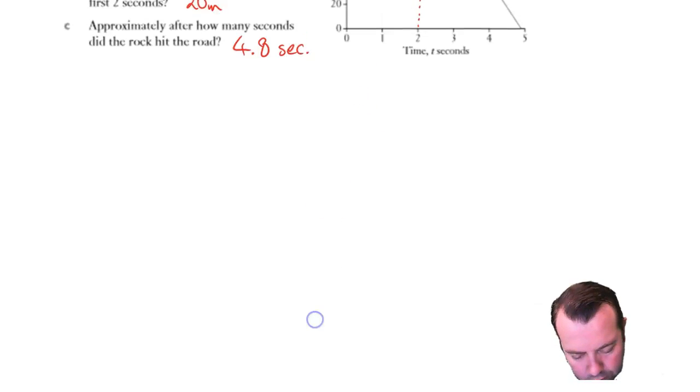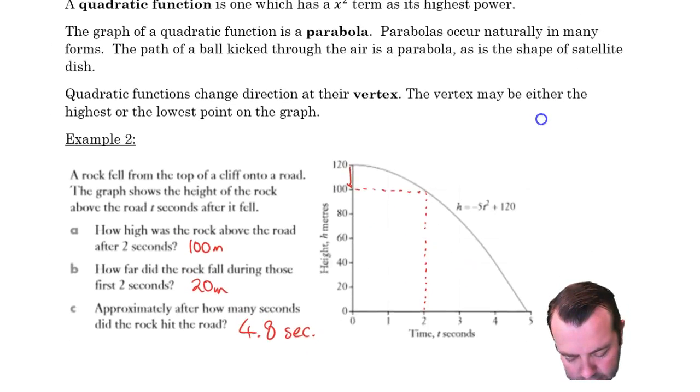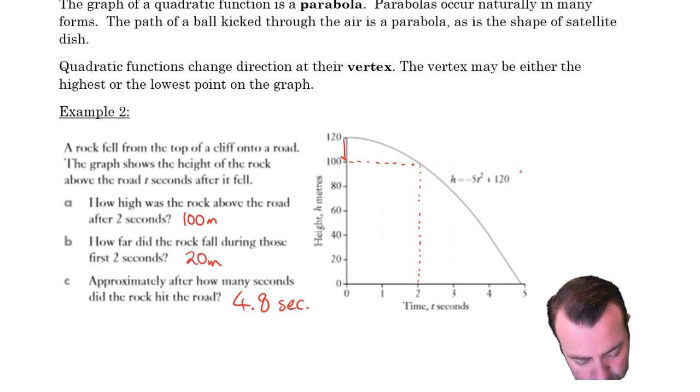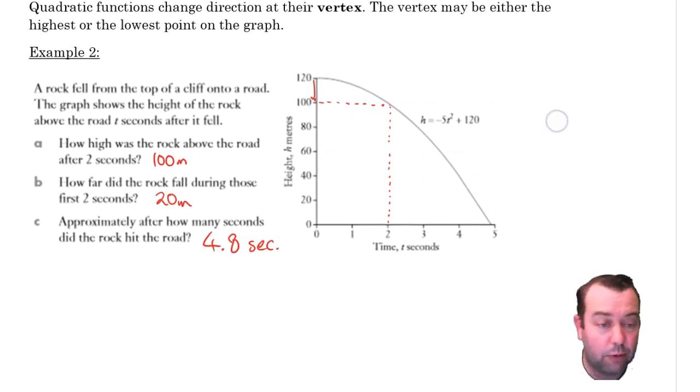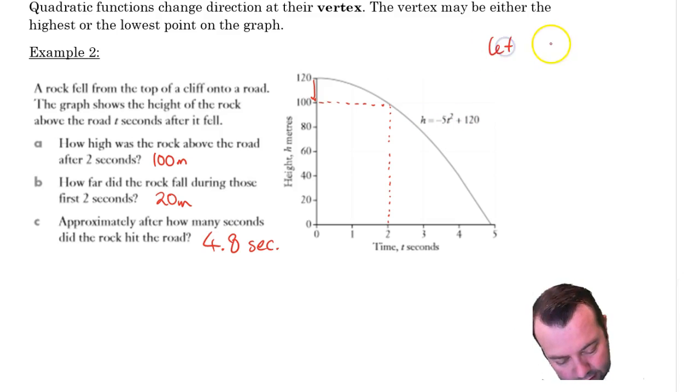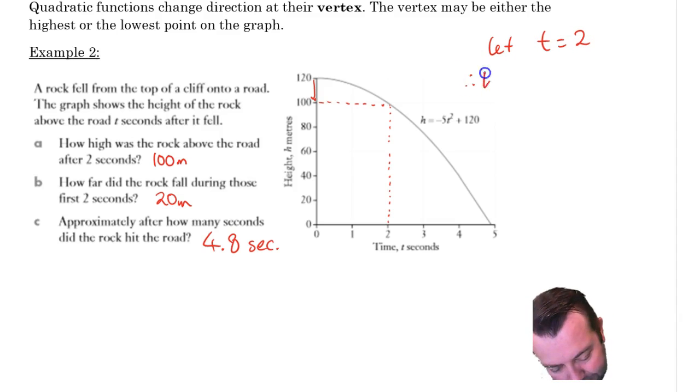Now, it's not impossible that I could have answered some of those questions, or at least the first one, by using the formula here. And just to chew up some of your time, because I know what you really want to do is listen to me making a video, let's see what happens if I use the formula. I'm going to say, let t equal 2 seconds. Therefore, h equals minus 5 times 2 squared plus 120.